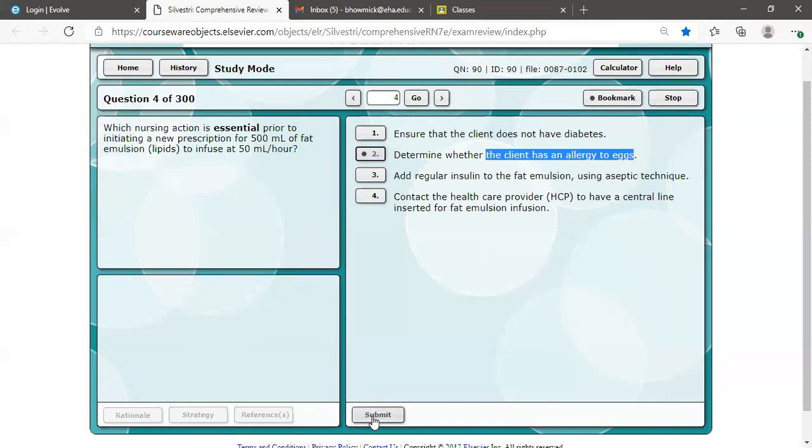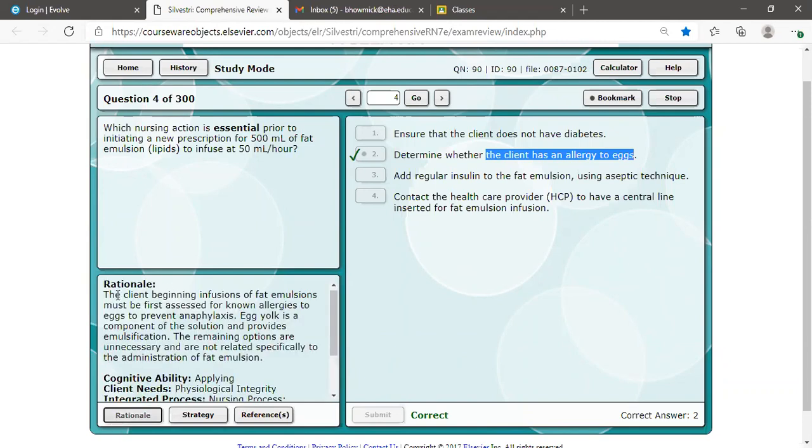So as I told you, if you check my immunization lecture on my channel, you can see that for a particular type of vaccine, you need to know the patient does not have any allergy to particular materials. So in that scenario, let me read the explanation. The client beginning infusion of fat emulsion must first be assessed for known allergy to eggs. Why? To prevent anaphylactic reaction. Anaphylactic reaction is a type of allergic reaction. It leads to anaphylactic shock. So that's it for this question. What next?